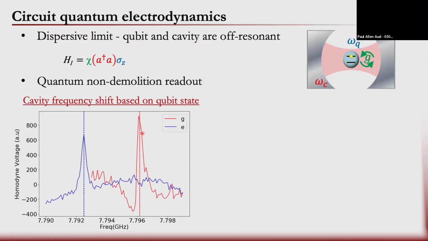The idea is that the thing that goes before the A dagger A is the cavity frequency. So the cavity frequency now has a shift by chi, but the sign depends on the state of the qubit. And so that's how we read out. You can read out on these peaks, or you can go in the middle, or whatever you want there. But you can distinguish between the two states.